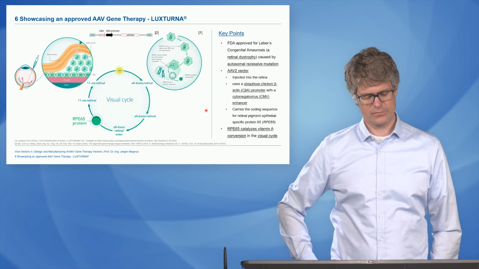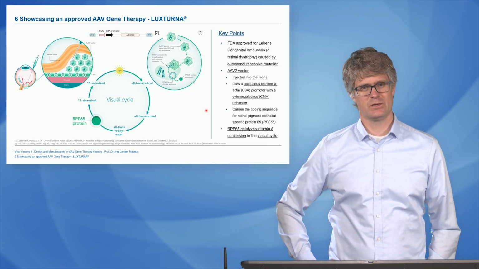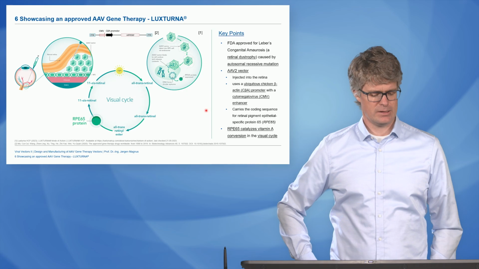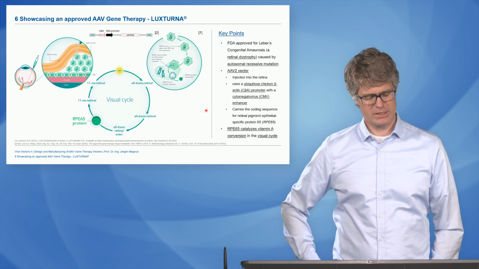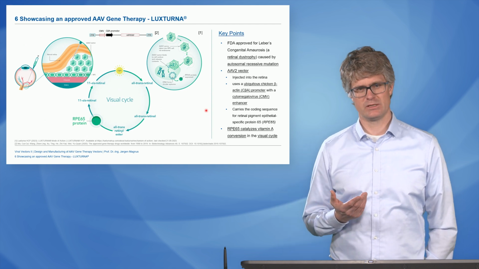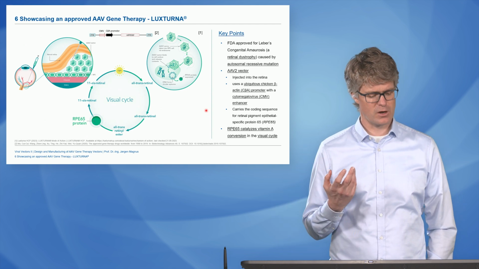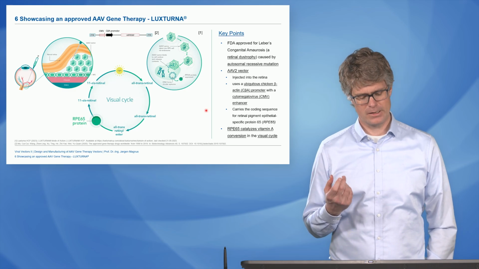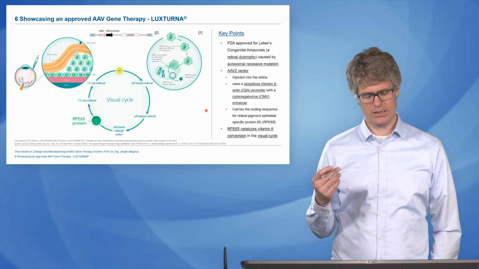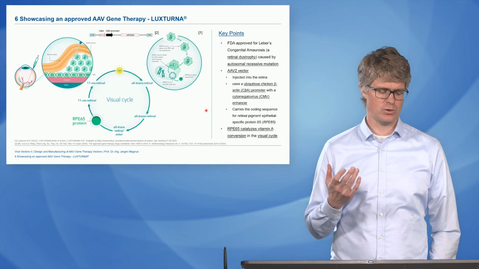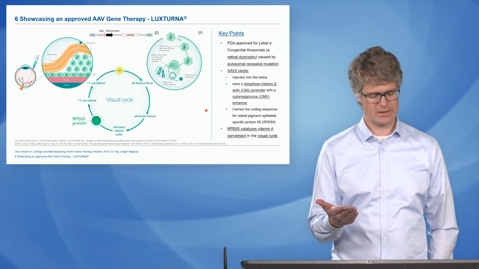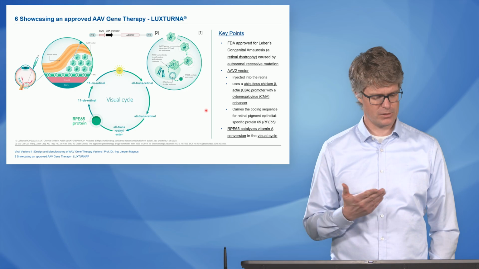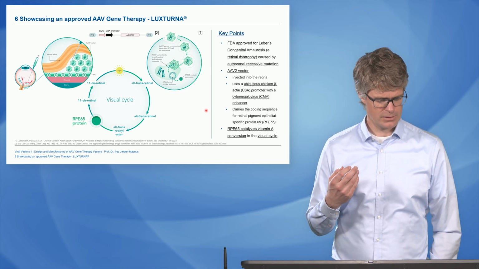RPE65, which is involved in the regeneration of vitamin A in the eye, from the trans form to the cis form. So if this protein is missing, or if you have a dysfunctional RPE65 protein, then you won't be able to regenerate vitamin A, and then you won't be able to sense the light anymore because you don't have the cis form ready to detect the light in your retina.